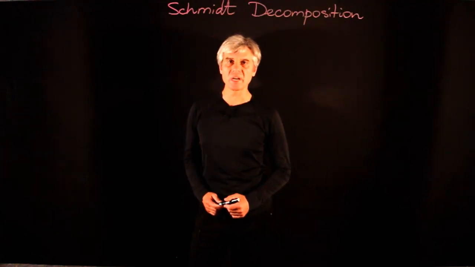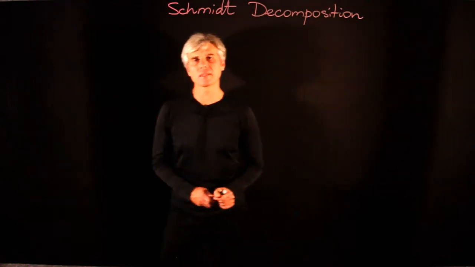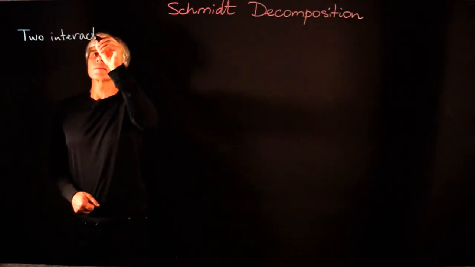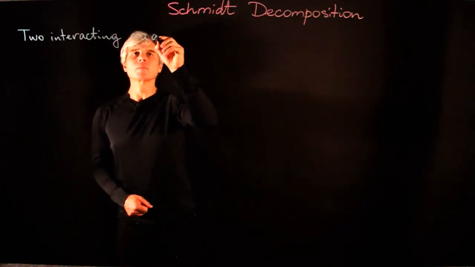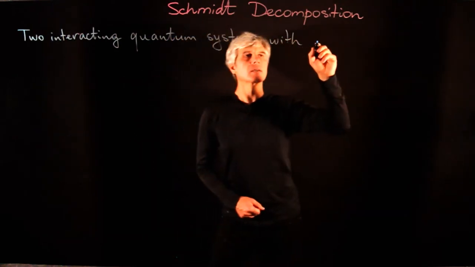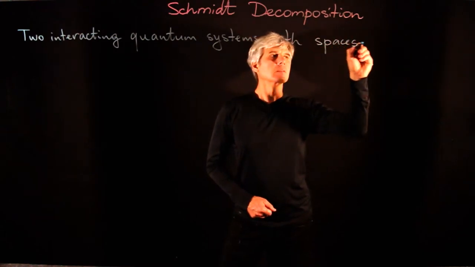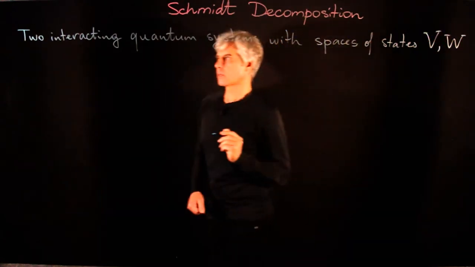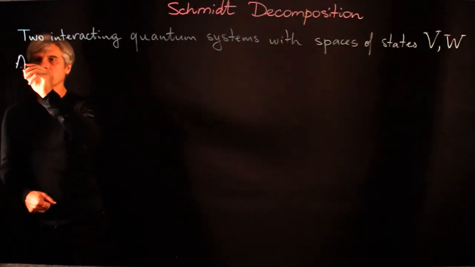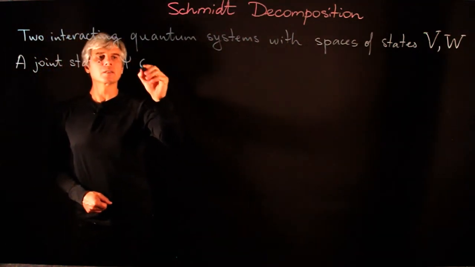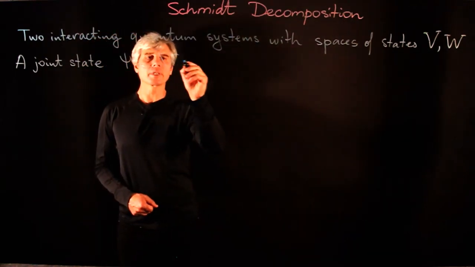The goal of today's lecture is to analyze entanglement using density operators. So let us recall what entanglement is. Suppose we have two interacting quantum systems with spaces of states V and W. A joint state of such a system, psi, is going to be a unit vector in the tensor product space.